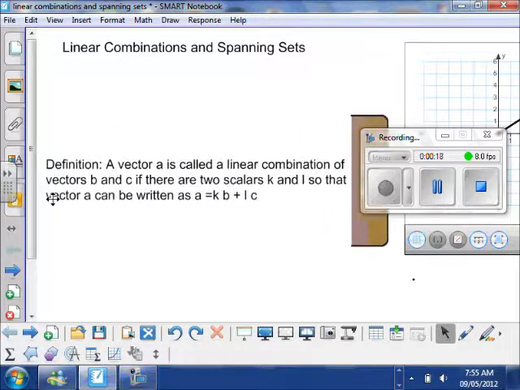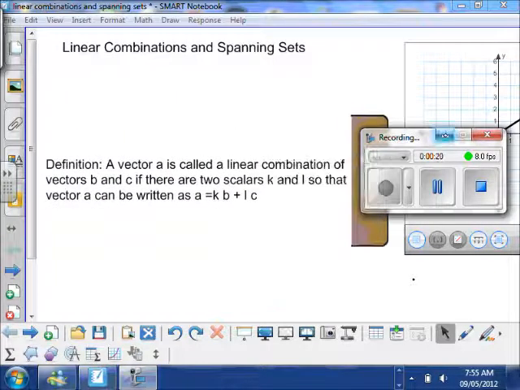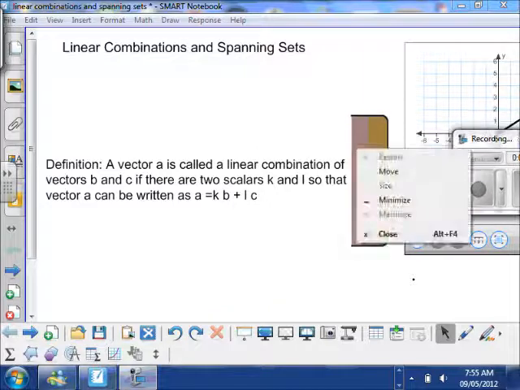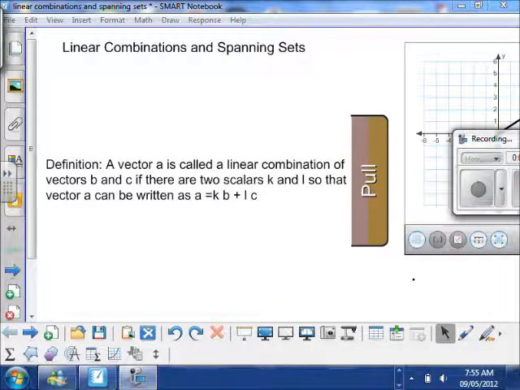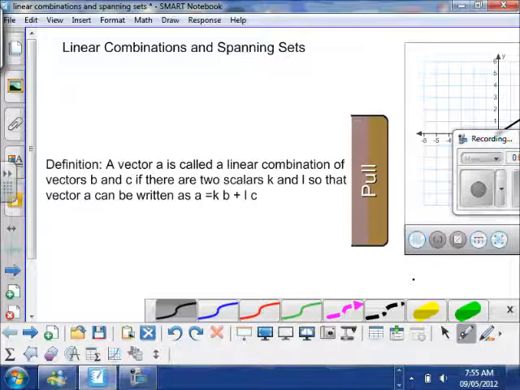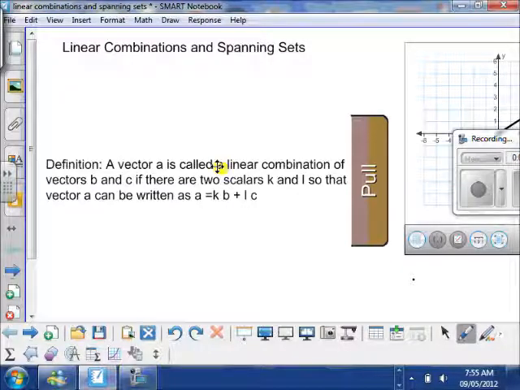What is a linear combination? A vector A is called a linear combination of vectors B and C if there are two scalars K and L, so that vector A can be written as A equals KB plus LC.